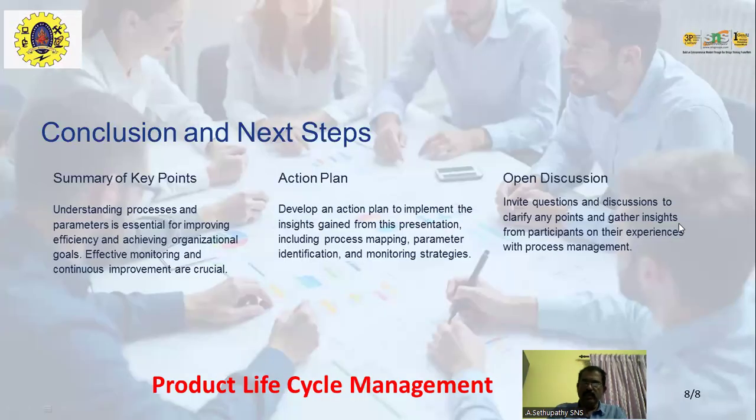So in conclusion, we should make a good action plan and have open discussion with all the operators involved in new product manufacturing, from drawing to dispatch. All should communicate well, with open discussion on how to improve the product and how to make a good product. So these are all the process parameters and the selection of parameters in a product lifecycle management system.